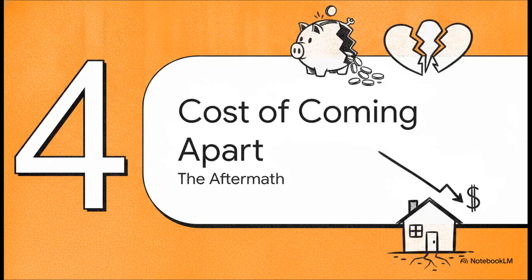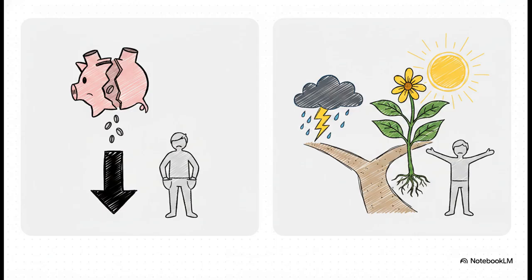Section 4. The cost of coming apart. The economic and non-economic aftermath. As couples navigate this uncoupling, we've got to look objectively at the real-world consequences that follow. The data reveals a pretty stark duality here.